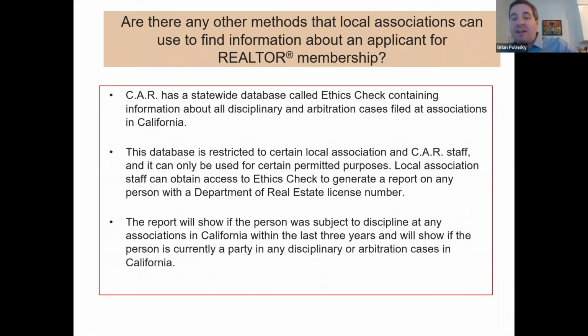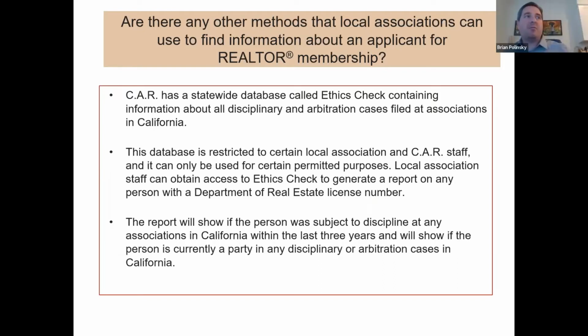Before you move on, we have two questions about letters of good standing. Sure. The first one is from Sylvia, and it's her understanding that if someone has unpaid dues or ethics issues, you still have to allow them access to MLS if they apply.